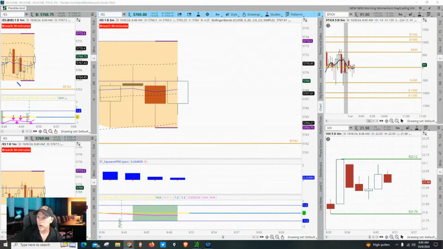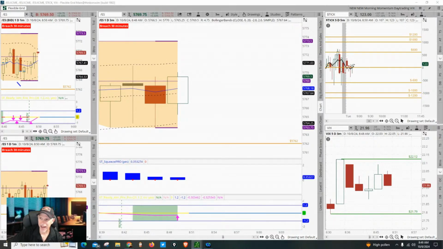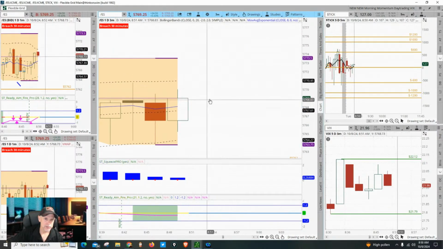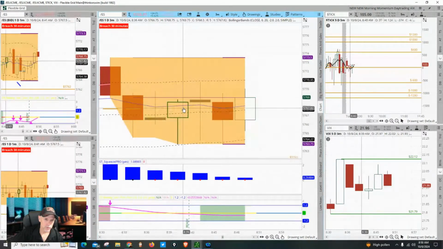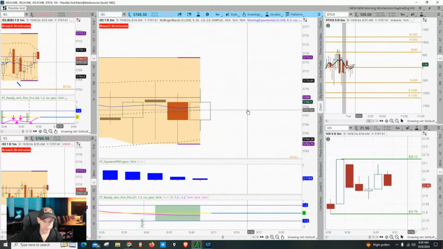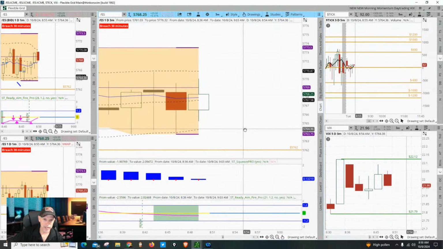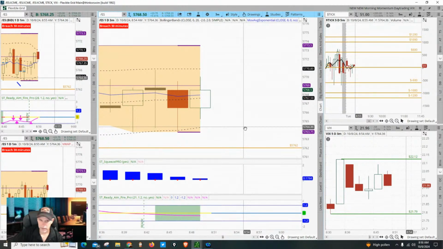Market's at 24. Dow Jones is still negative. We got the NASDAQ positive. The Russell's down a little bit. Okay, so the index is pretty flat. And again, I'm watching my key levels. That's where we make our decisions, right?